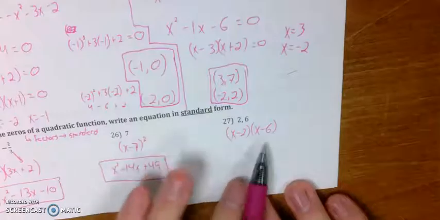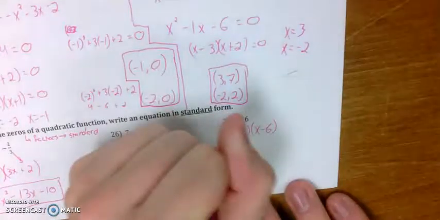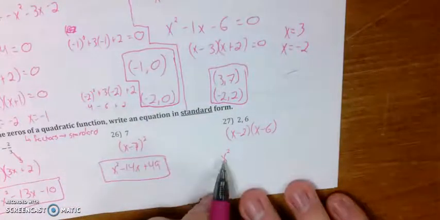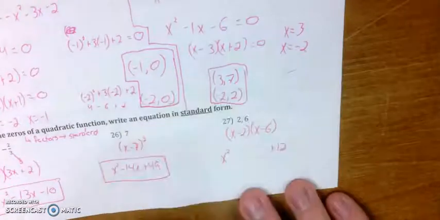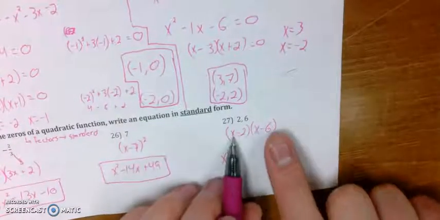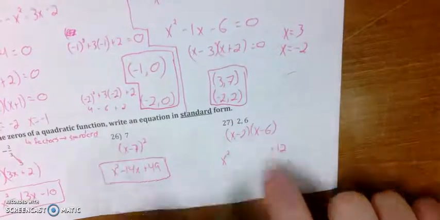On 27, we'll have x minus 2, x minus 6. Again, these are the factors. Then we distribute it out. I know it'll start off with an x squared. It'll end with a plus 12. In the middle, I'd have a negative 6x minus 2x, so negative 8x.